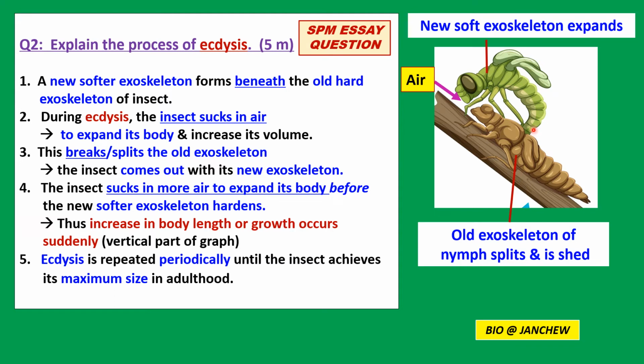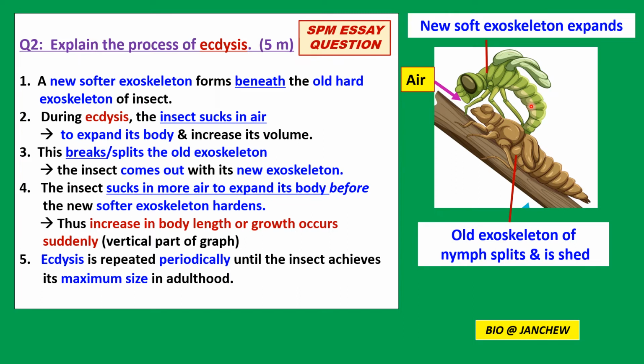And before the new soft exoskeleton hardens. All right, so as it expands its body, the new softer exoskeleton will also expand to become much larger in size than this old one, right? And then it will stay on the branch for a while until the new soft exoskeleton hardens.